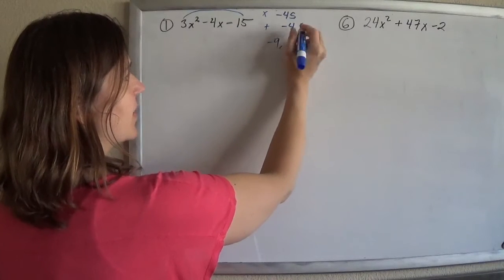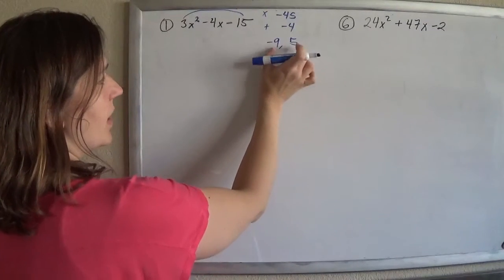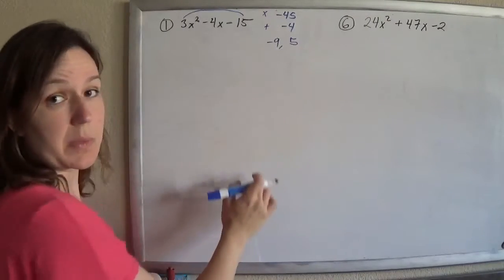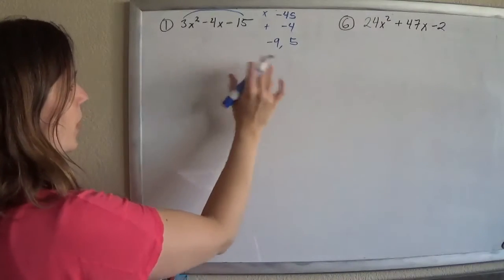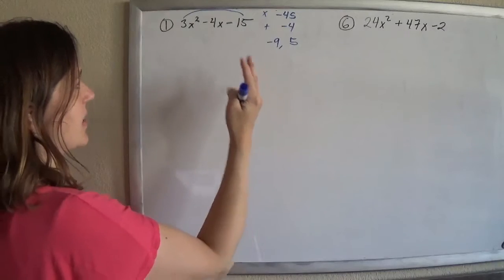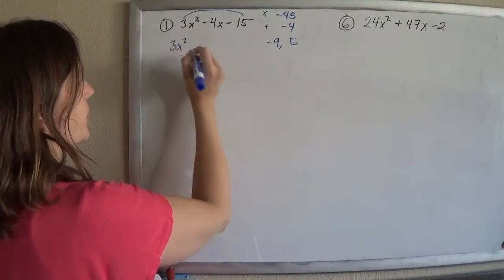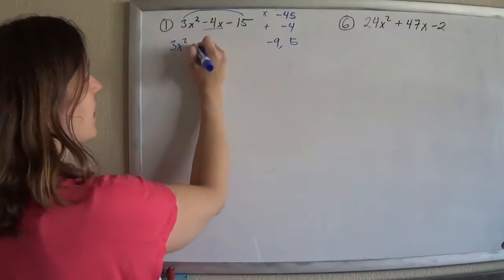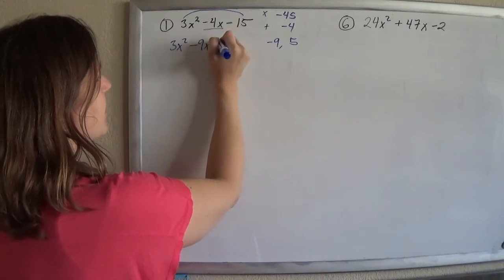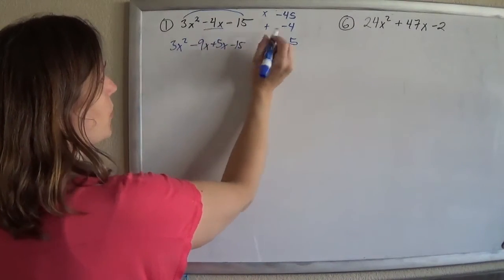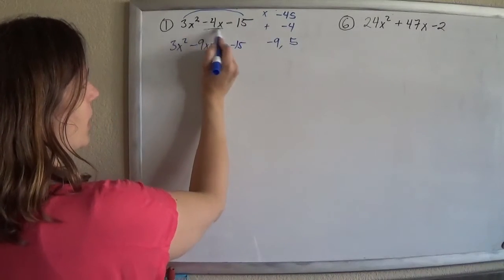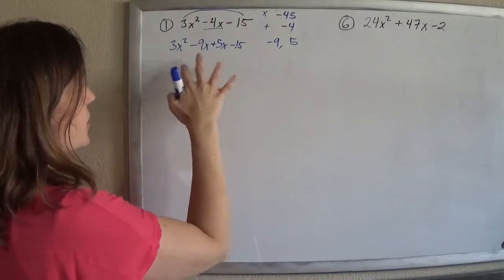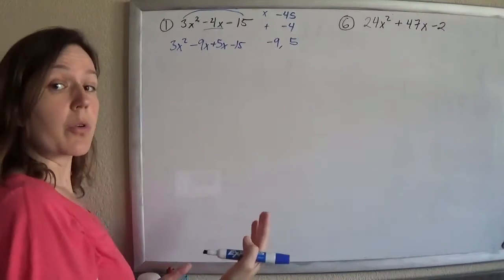So I'm thinking a negative 9 and a positive 5. Negative 9 times 5 would give me negative 45. Negative 9 plus 5 gives me negative 4. So what I'm going to do with those is I said we're going to do this by grouping, and grouping we need 4 terms. So I'm going to rewrite that negative 4x as negative 9x plus 5x, right? That's why it was so important they add to negative 4, because I'm just replacing that with that. Haven't changed anything. And so now I've got my 4 terms I'm going to group like normal.